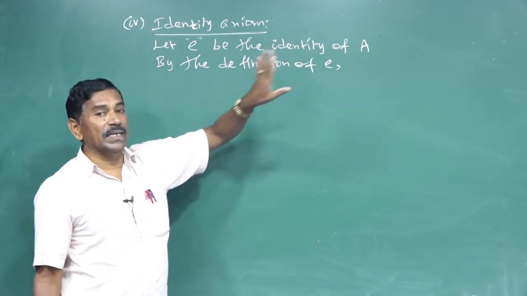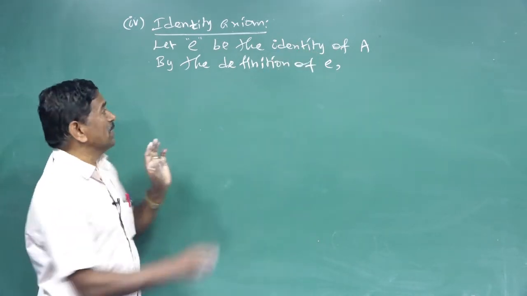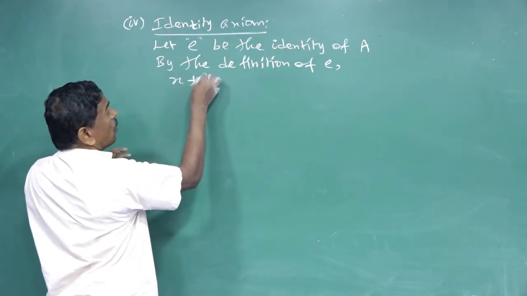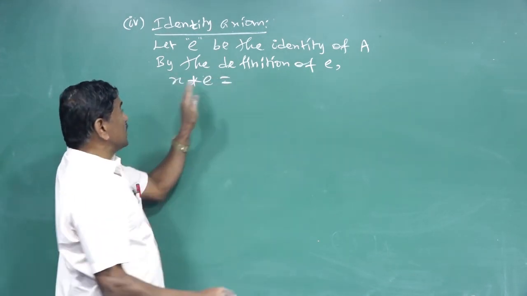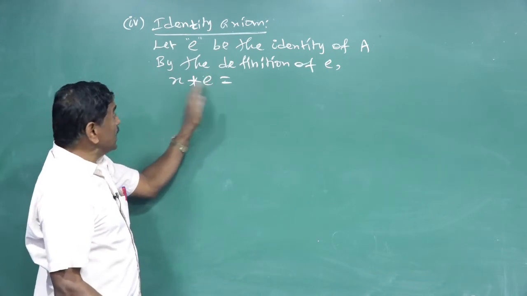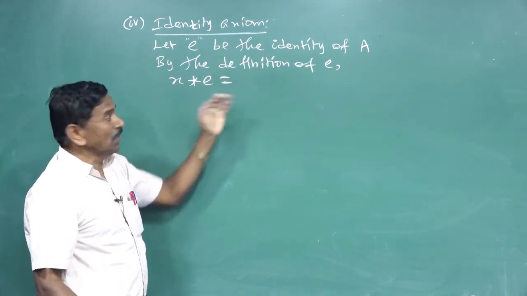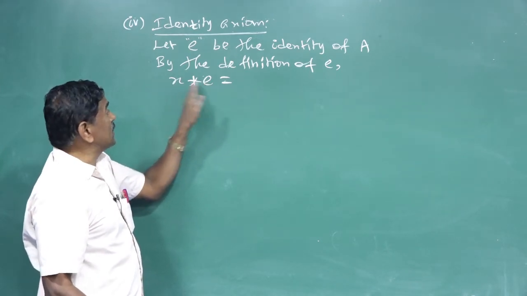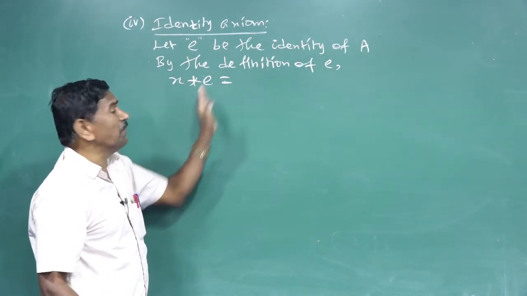But here we are selecting x, y, z, so that is why x. Now listen, by the definition of E, x star E is equal to E star x is equal to x. And we are not writing the second one. x star E equal to E star x is equal to x. We are considering the first and last.